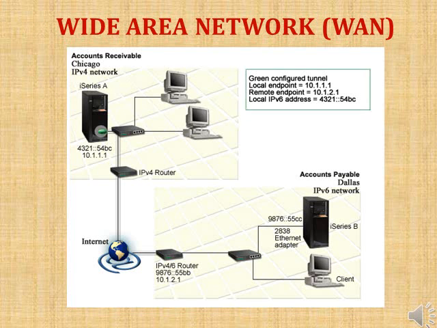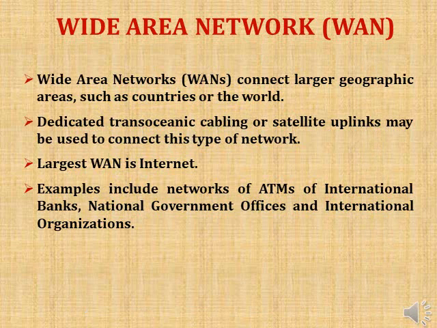Fourth one is wide area network. Wide means it covers a larger geographic area such as countries or the world. The largest WAN is the internet. Dedicated transoceanic cabling and satellite uplinks may be used to connect this type of network. Examples include international banks' networks, national government offices and international organizations.